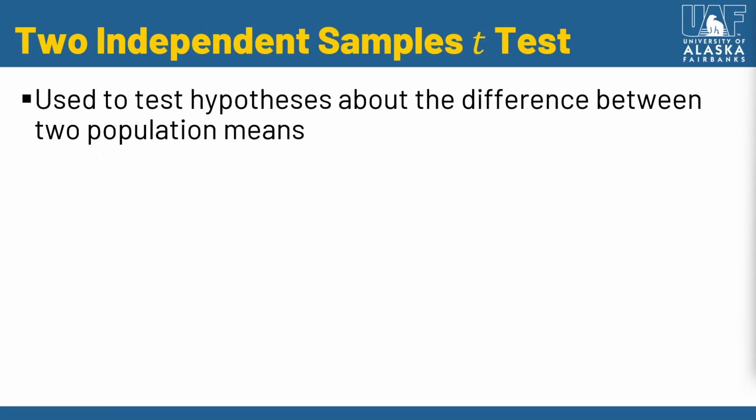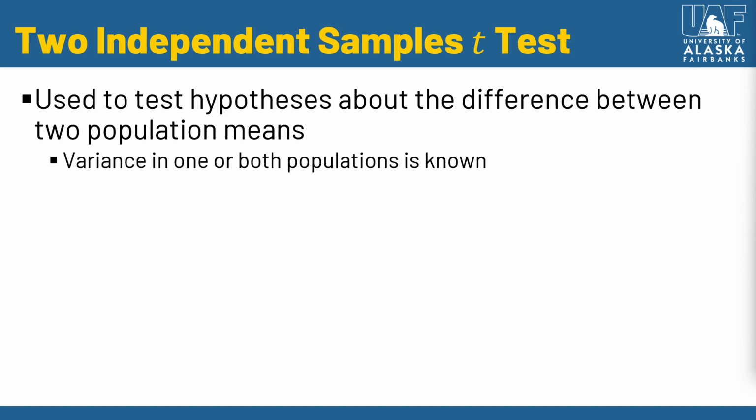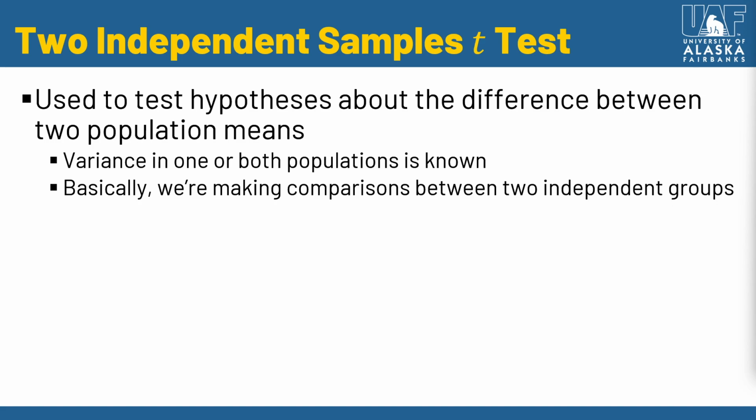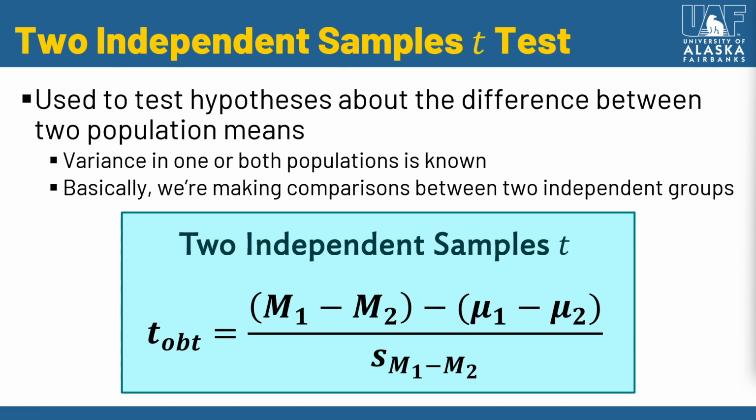Broadly speaking, these are used to test hypotheses about the differences between two population means, as the previous slide explained. In this case, variance in one or both populations is known. Basically, we're just making comparisons between two independent groups. As you can see, the equations are starting to get a little bit noisier. But really, this is essentially the same as what you've seen.